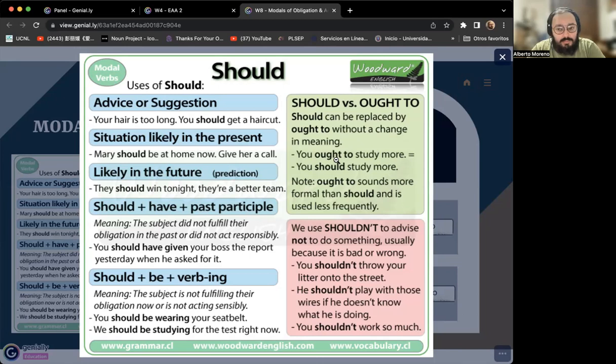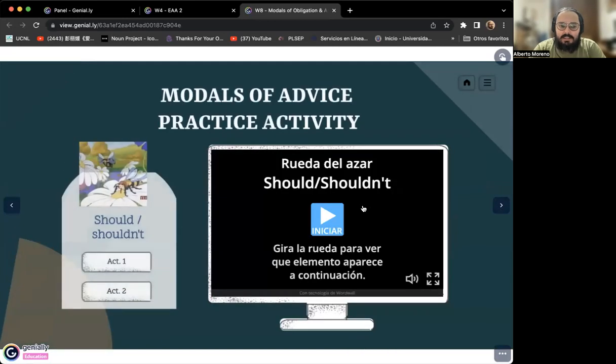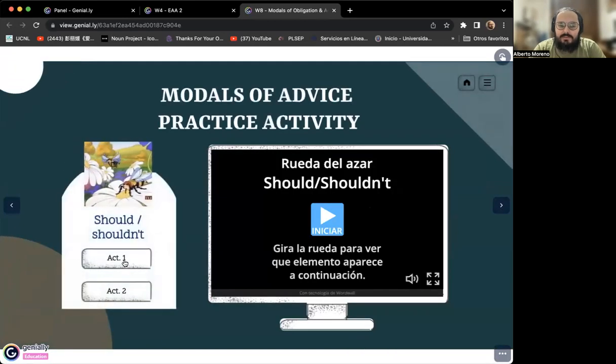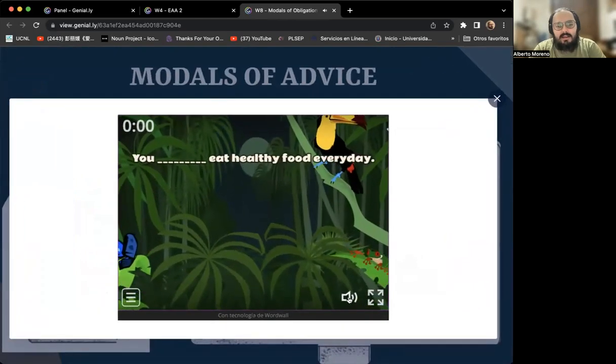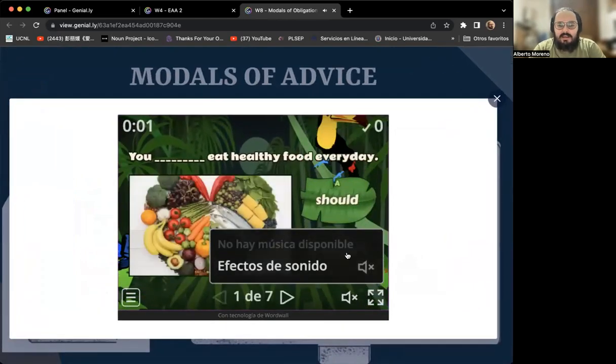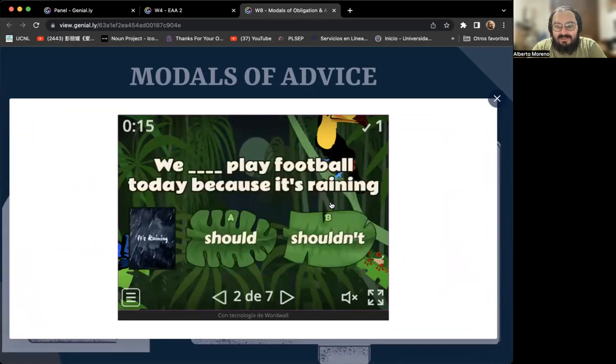Okay, well, if there are no questions, let's do the activities. Vamos a las actividades. So the first activity. So it's better. So you eat healthy food every day. Should or shouldn't? Which is the right answer? Should.